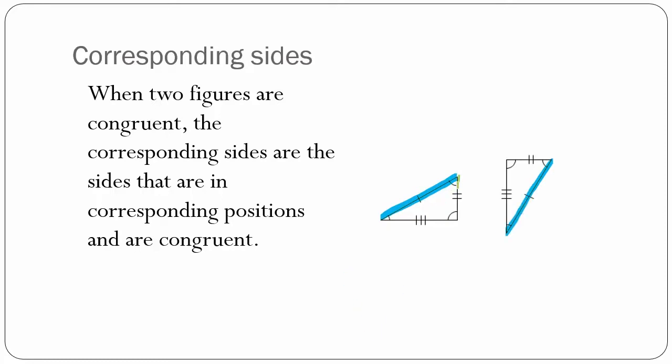And this side that has two tick marks is congruent to this side that has two tick marks. And this side that has three tick marks is congruent to this side that has three tick marks as well.